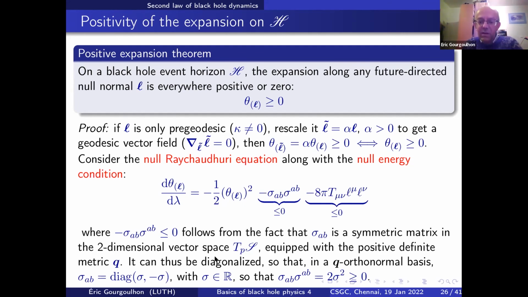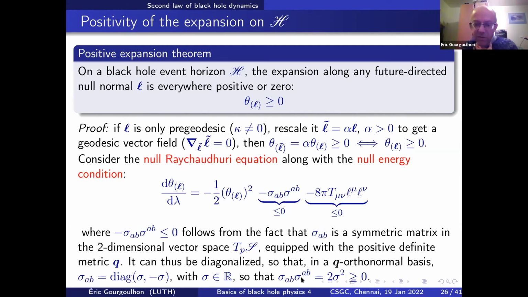And then this means we have a symmetric matrix. It means that it can be diagonalized in a basis which is orthonormal with respect to Q. This is a well-known property of symmetric matrices. So assume that when we diagonalize it, we have a matrix like this. It has to be like this because it has to be traceless. The shear is the traceless part of the deformation tensor. So it has to be traceless, so the two eigenvalues have to be opposite. So this means that when I take the square, I get automatically 2 sigma squared.